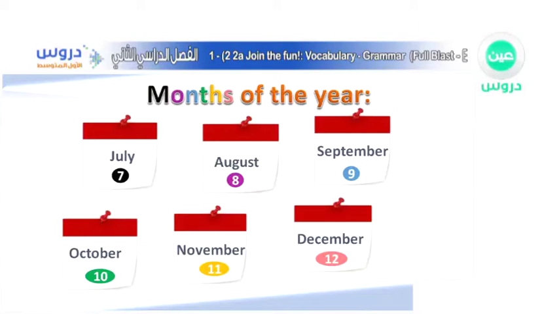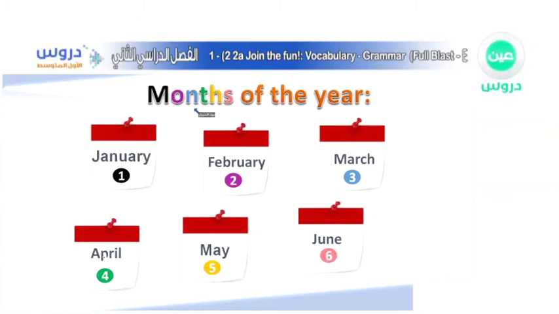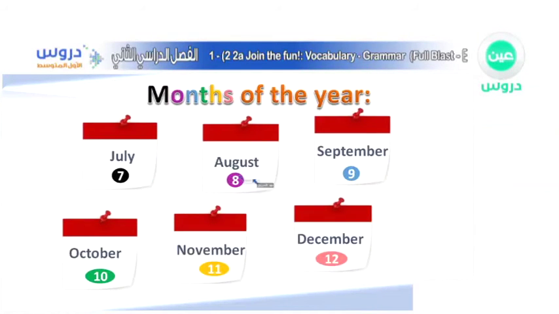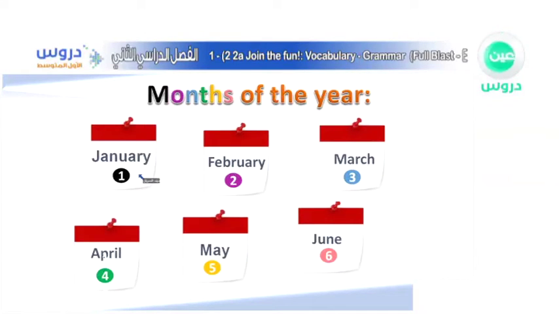Once again, let's go back to them so we can make sure that we know them by the numbers, because we have 12 as you can see and we want to take them from 1 to 12. Again, January, February, March, April, May, June, July, August, September, October, November, December.